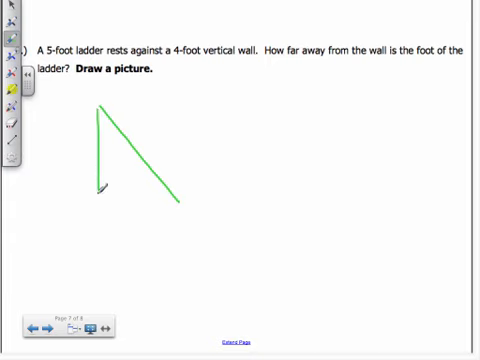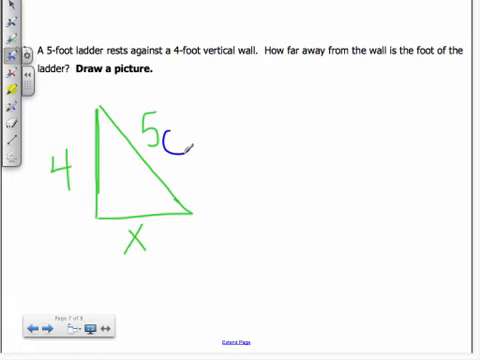So here's my wall, and here is my ladder. So I know my ladder is 5 feet long, and I know that the top of the ladder reaches a point 4 feet above the wall. Okay, or 4 feet on the wall. And then it says, how far away from the wall is the foot of the ladder? Well, here's the wall, here's the foot of the ladder. So I'm trying to find this horizontal distance down here, so I'll call this x. I know that this 5 is the hypotenuse because this is my right angle right here.